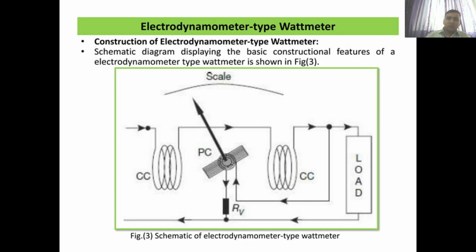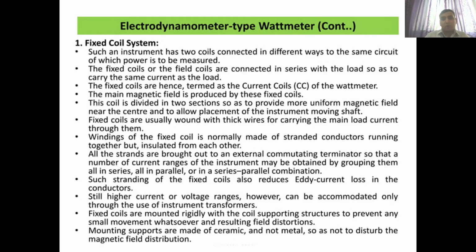The potential coil has a non-inductive type of resistance in series with it. Now for this type of EMC wattmeter, let's start with the construction features, where the first is the fixed coil. It is two fixed coils, arranged symmetrically, carrying the load current. This coil is divided into two sections, forming a uniform magnetic field near the center to allow placement of the instrument's moving shaft.